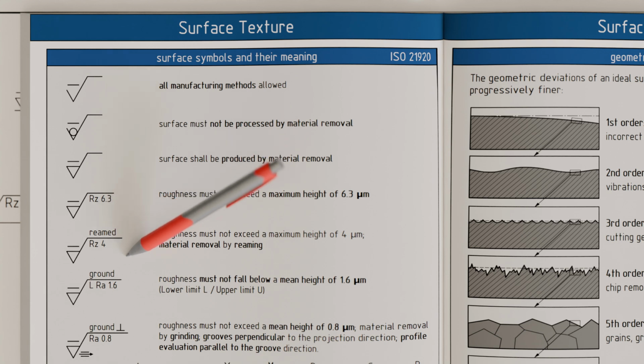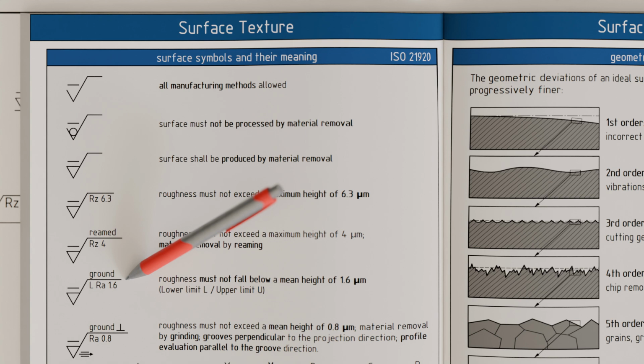If a lower limit for the surface property is specified that must not be undercut, for example when a minimum roughness is required, the letter L is placed before the parameter value. If in addition to the minimum value an upper limit is set that must not be exceeded, this maximum value is marked with the letter U.